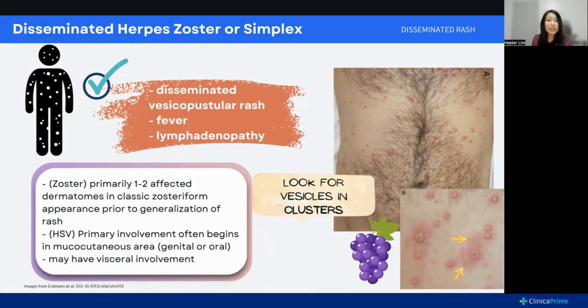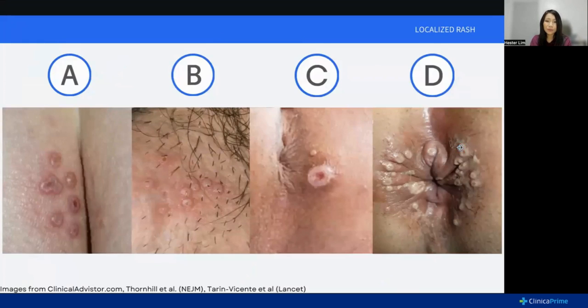Now with disseminated zoster, you're going to have a classic zoster appearance or classic shingles appearance where you have dermatomal involvement, and the patient will have 1 to 2 dermatomes affected before it generalizes in disseminated cases. And in disseminated herpes simplex, the primary involvement will often begin in a mucocutaneous area, whether it's genital or oral, and in both, they may have visceral involvement as well.